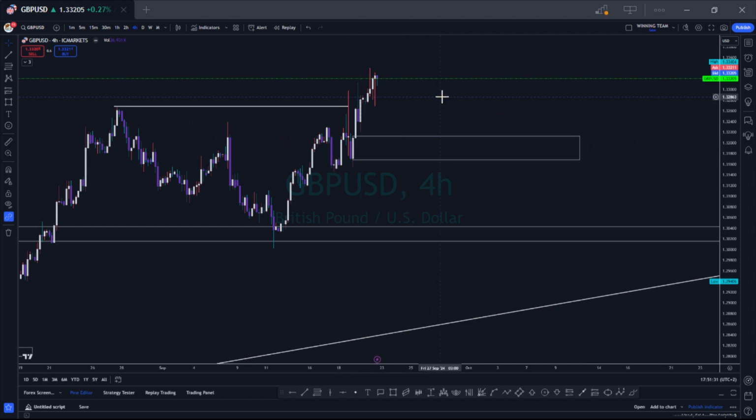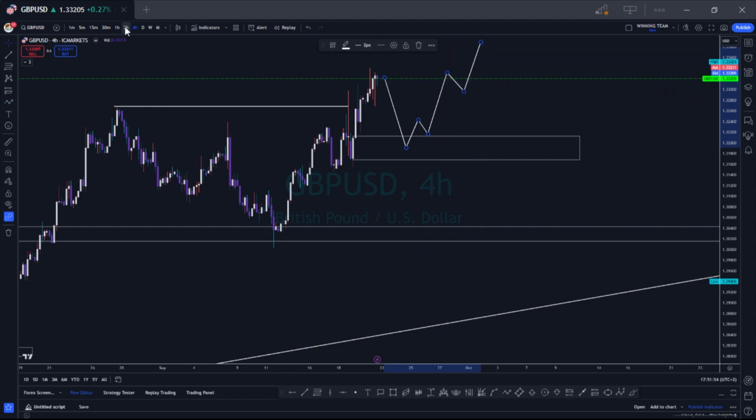So I believe that if we are to continue up, we have to see the pound pushing down to this area, tapping inside that area, and then leaving maybe a fair value gap there for us to execute on. Then that's how we're going to be getting our buys on GBPUSD this coming week.